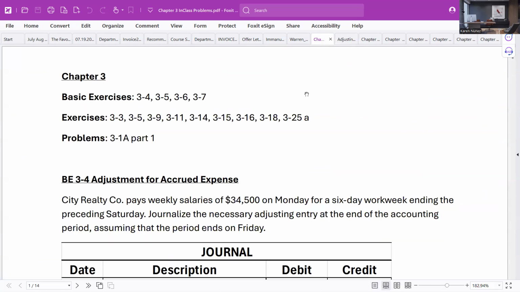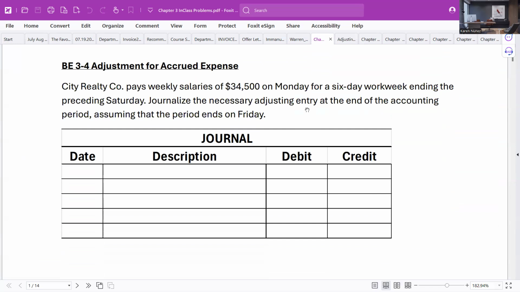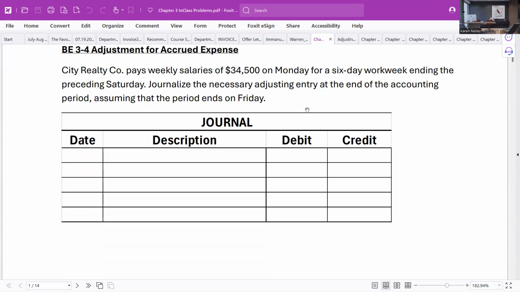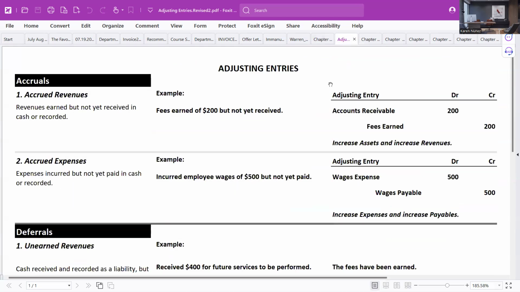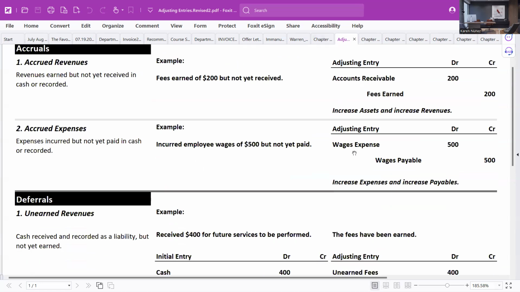So let's see. The first one on the list is BE 3-4, an adjustment for an accrued expense. So we have an accrued expense that we're going to be adjusting for. If it's an expense that needs to be adjusted for, well, then we know, again, let's go back here, an accrued expense. We're going to be debiting some kind of an expense and crediting the liability account. That's what we need to do for an accrued expense.